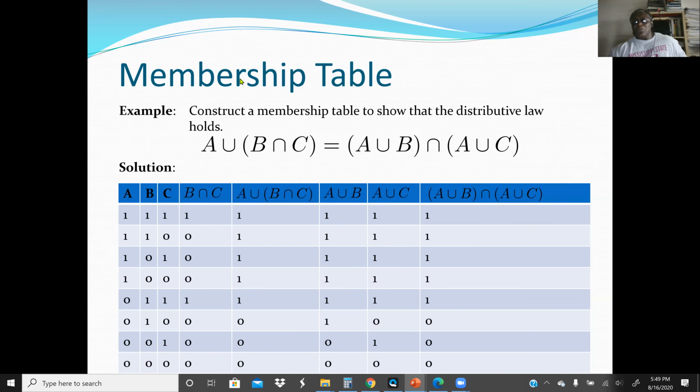So again, membership table is the same as truth table. But in Boolean algebra, we use the term truth table. In sets, we use the term membership table.